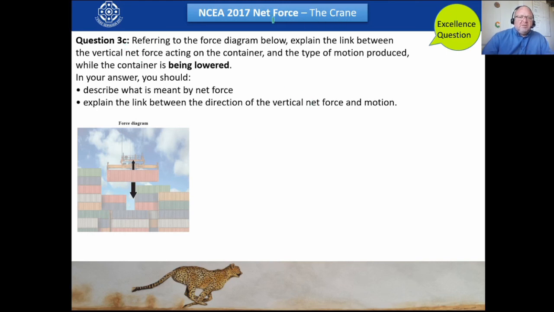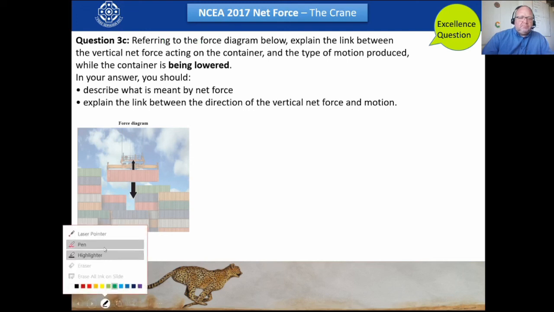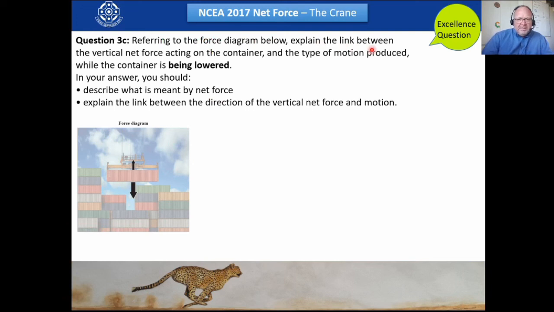Okay, in 2017 they talked about the crane. So question 3C, referring to the force diagram below, this one over here. Explain the link between the vertical net force acting on the container and the type of motion produced while the container is being lowered. In your answer, you should describe what is meant by net force and explain the link between the direction of the vertical net force and motion. So, you see my gravity is a big arrow and my lift is a small arrow. So which way is this thing going? Which way is it being accelerated?